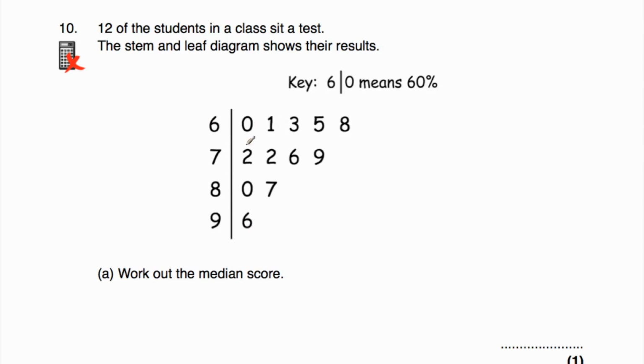So again, I would get a pencil here. We're going to cross off the smallest and the biggest, the next smallest and the next biggest, the next smallest and the next biggest, the next smallest 65 and the next biggest 79, the next smallest 68 and the next biggest 76. We're left with 72 and 72. Well, in the middle of 72 and 72 will be 72%. So the median is 72%.